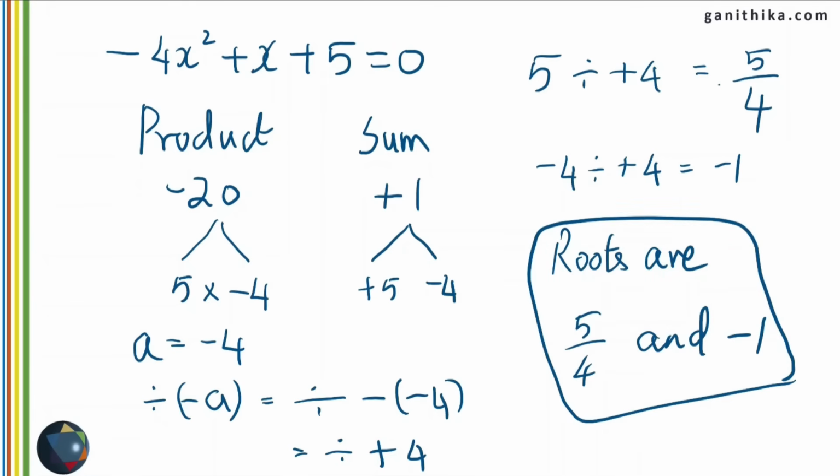So you have just learned how to find the roots of a quadratic equation when they are factorizable. You just need to find the numbers for product and sum, divide each of them by the negative of the leading coefficient, and there you get the roots.